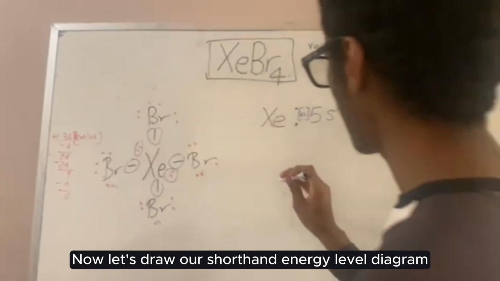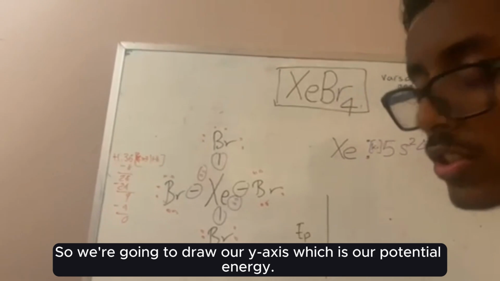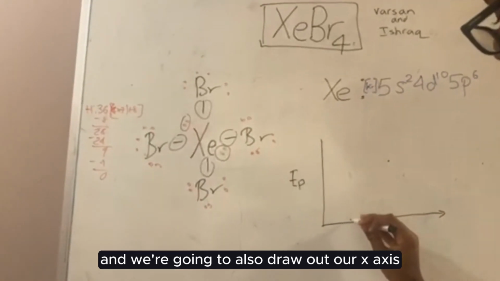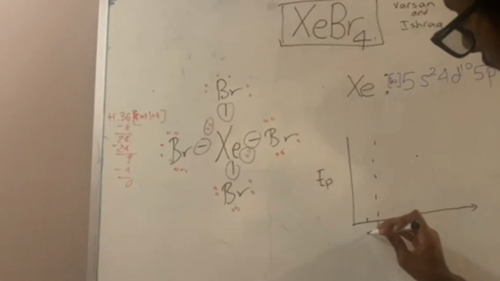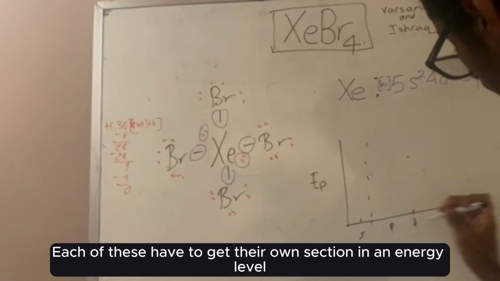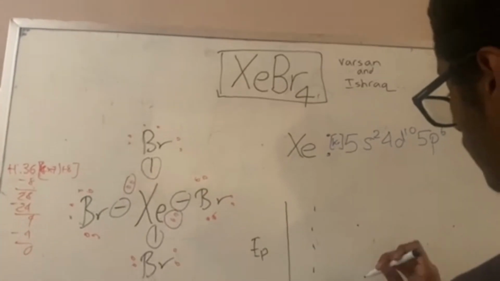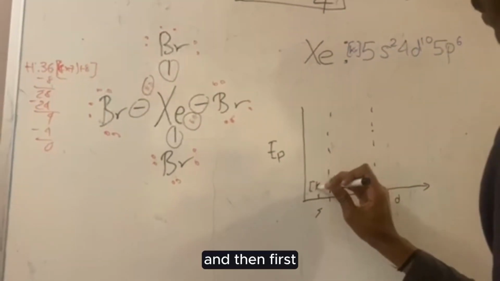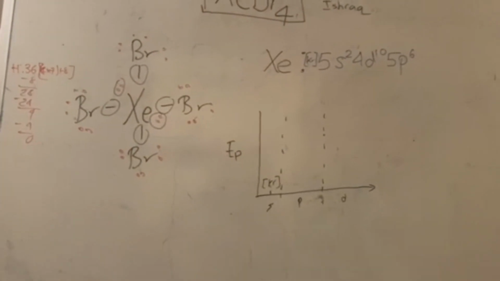Now let's draw our shorthand energy level diagram. So we're going to draw our y-axis, which is our potential energy. We're going to draw this in black. And we're going to also draw out our x-axis. So first of all, we're going to separate our s, p, and d orbitals. Each of these has to get its own section in an energy level diagram because they all represent different types of orbitals. So we're going to separate them with dotted lines. And then first we're going to write out our noble gas that comes before it.